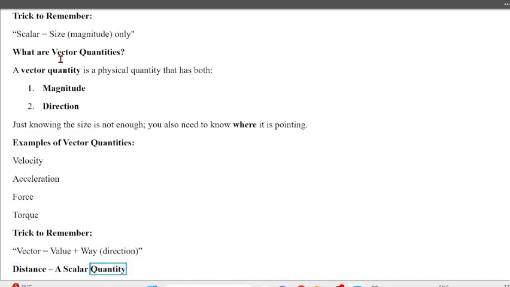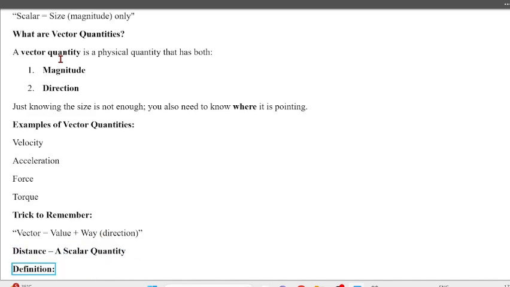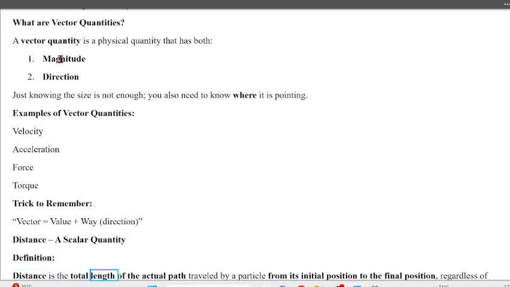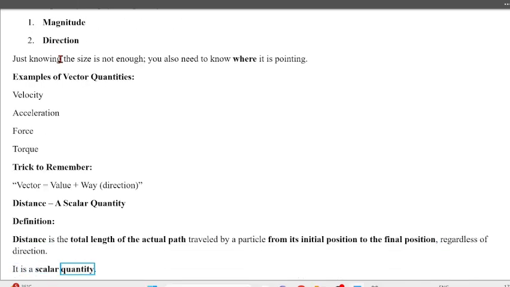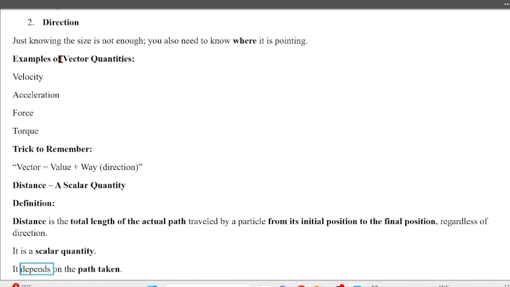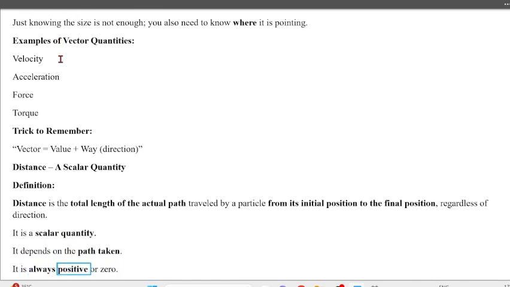Distance is a scalar quantity. Definition: distance is the total length of the actual path traveled by a particle from its initial position to the final position, regardless of direction. It is a scalar quantity. It depends on the path taken. It is always positive or zero.